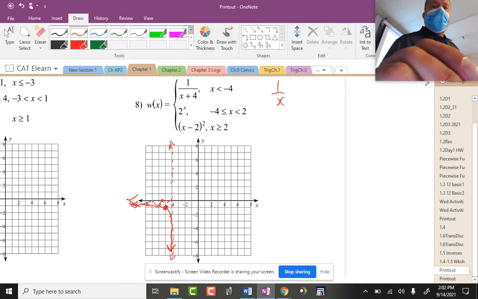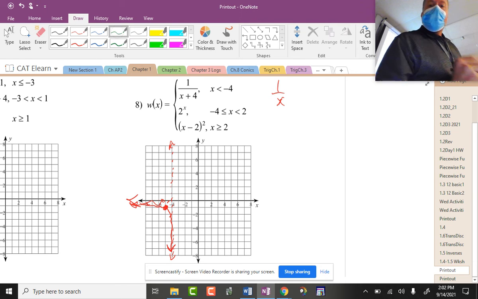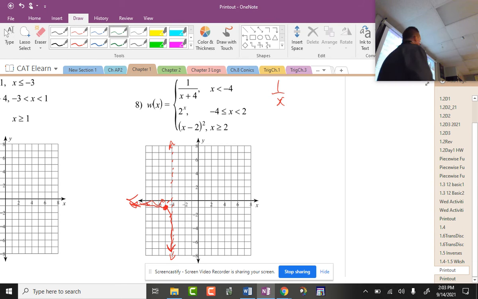Next, I have an exponential, and I'll change colors on that. So we got to be able to emulate this on Thursday. This is an exponential with no shifting. Wish I would have shifted a little bit, but that's okay. It's our parent function, 2 to the x that I had on our sheet. And I can plug it in. What's 2 to the 0 power? 1.